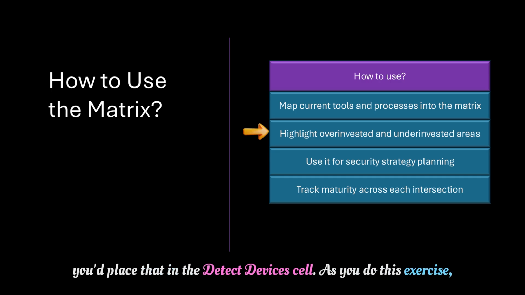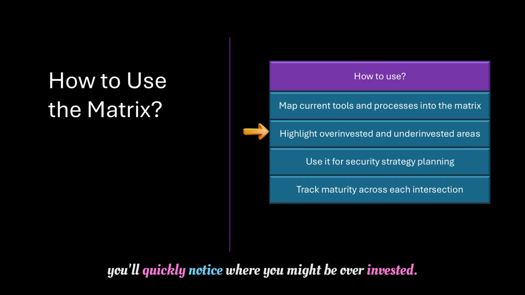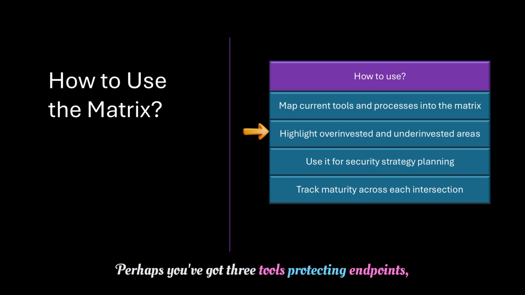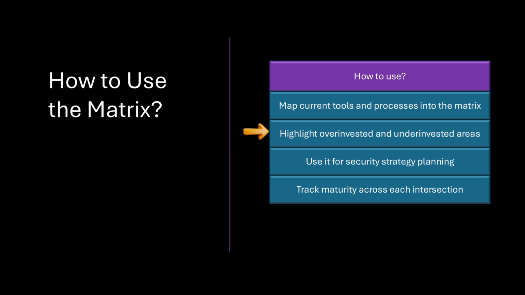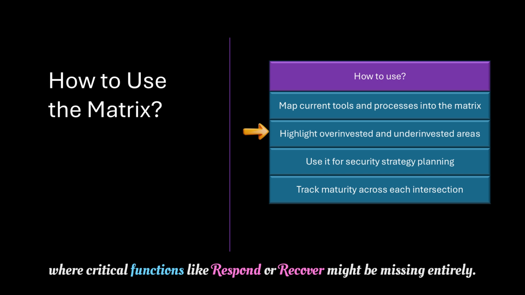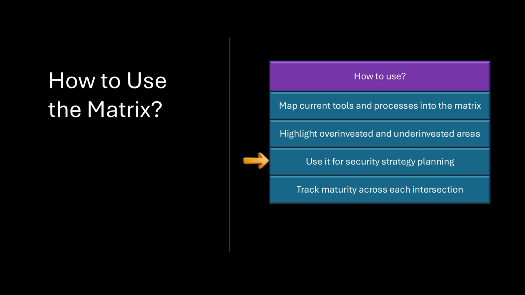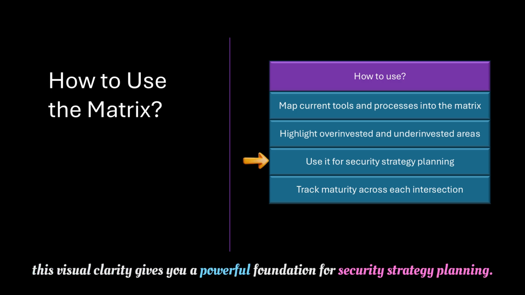As you do this exercise, you'll quickly notice where you might be overinvested. Perhaps you've got 3 tools protecting endpoints, but nothing detecting threats at the data layer. You'll also uncover underinvested areas where critical functions like respond or recover might be missing entirely for key assets like user identities or cloud applications. This visual clarity gives you a powerful foundation for security strategy planning.